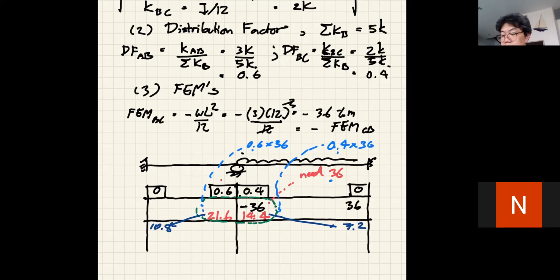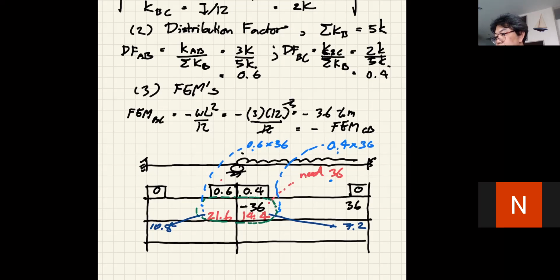Okay. And this moment goes into the support where it is already fixed. So there is no need to do any balancing act because it is already fixed. You don't need to release the joint. And so the process of this analysis comes to an end. That's it. See how easy that is?